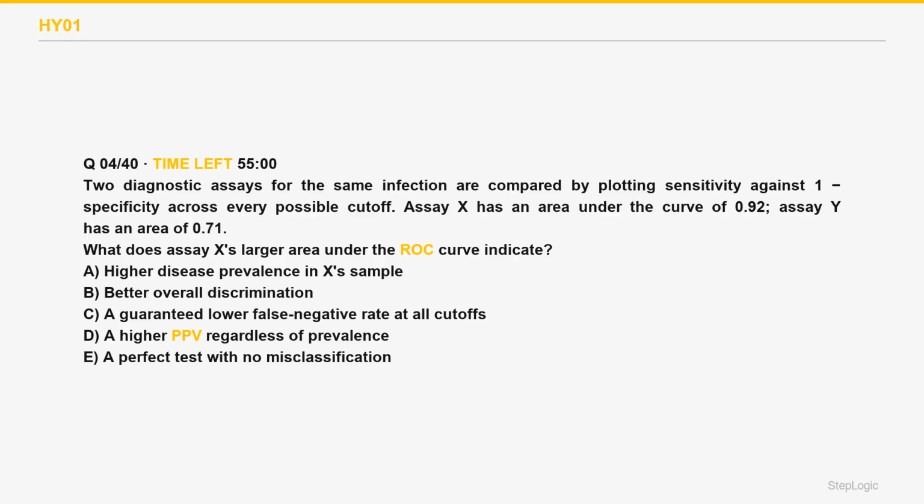What does assay X's larger area under the ROC curve indicate? Two diagnostic assays for the same infection are compared by plotting sensitivity against 1 minus specificity across every possible cutoff. Assay X has an area under the curve of 0.92. Assay Y has an area of 0.71. Read the command. The meaning of the larger AUC, it reflects better separation of diseased from non-diseased across all thresholds.